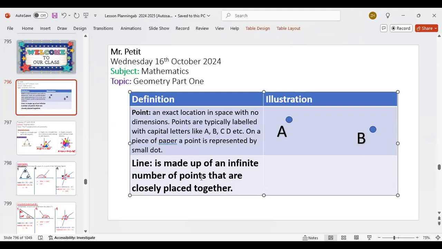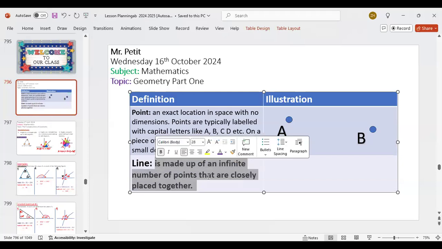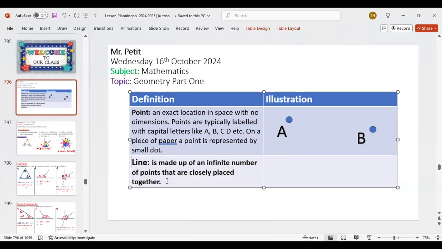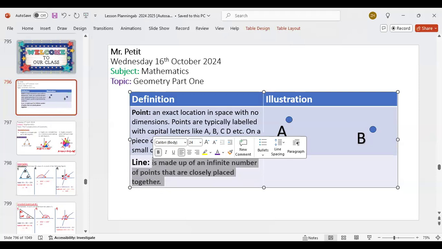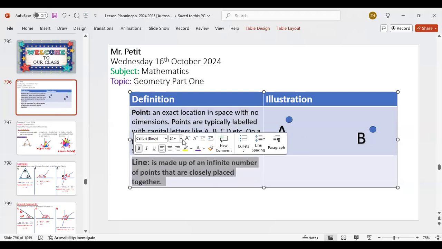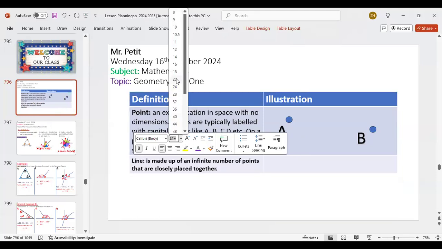Does a line have an ending? No, sir. Does a line have a starting point? No, sir, because both directions go on forever. So a line does not have a starting point or an ending point. Now we could name it, right? But it still doesn't have a starting point or ending point.